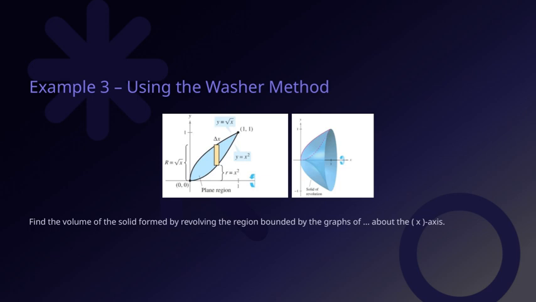This method is very powerful because it allows us to handle regions with holes or gaps, which the disk method can't always accommodate. Remember, the critical steps involve identifying the correct radii, setting up the integral carefully, and ensuring we're integrating over the right interval. This example really highlights how the washer method extends our ability to find volumes of more complex shapes.